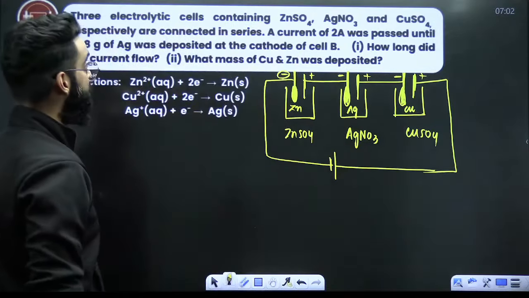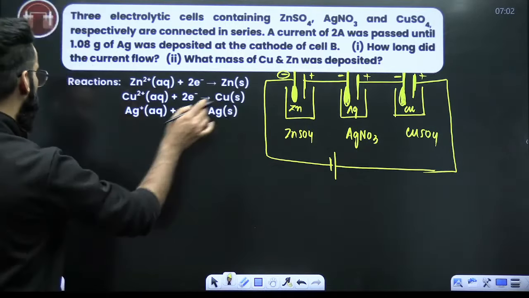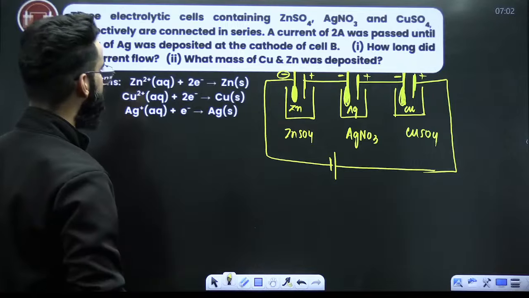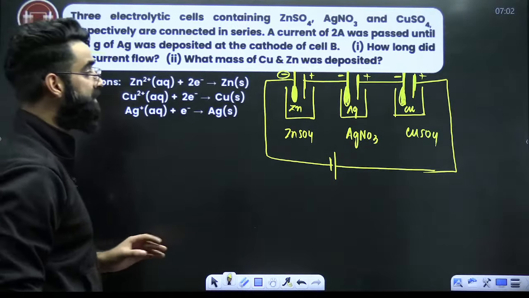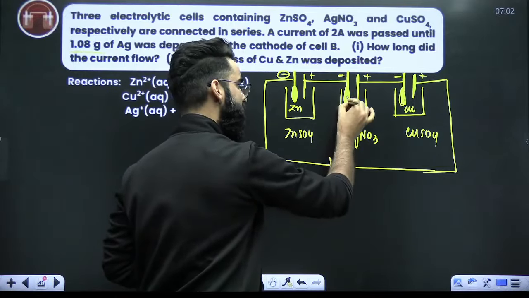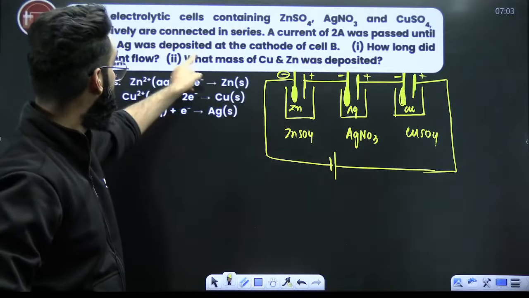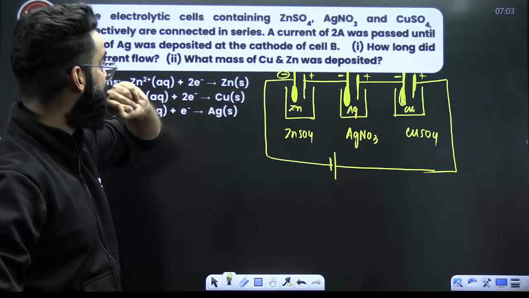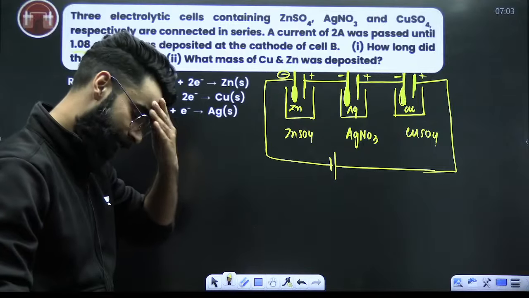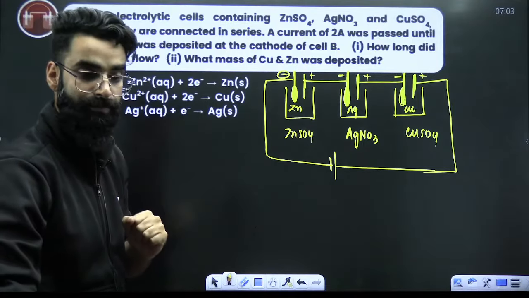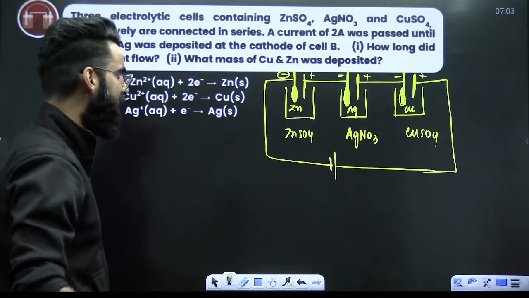Perfect. Now in the question, a current of 2 amperes was passed. Current of 2 amperes is passing in every electrolytic solution. Current of 2 amperes was passed until 1.08 grams of silver was deposited. So as per the question, it is given that 1.08 grams of silver is deposited, right? First, he's asking you how long did the current flow? He's asking you the T value. In what duration of time did the current flow?